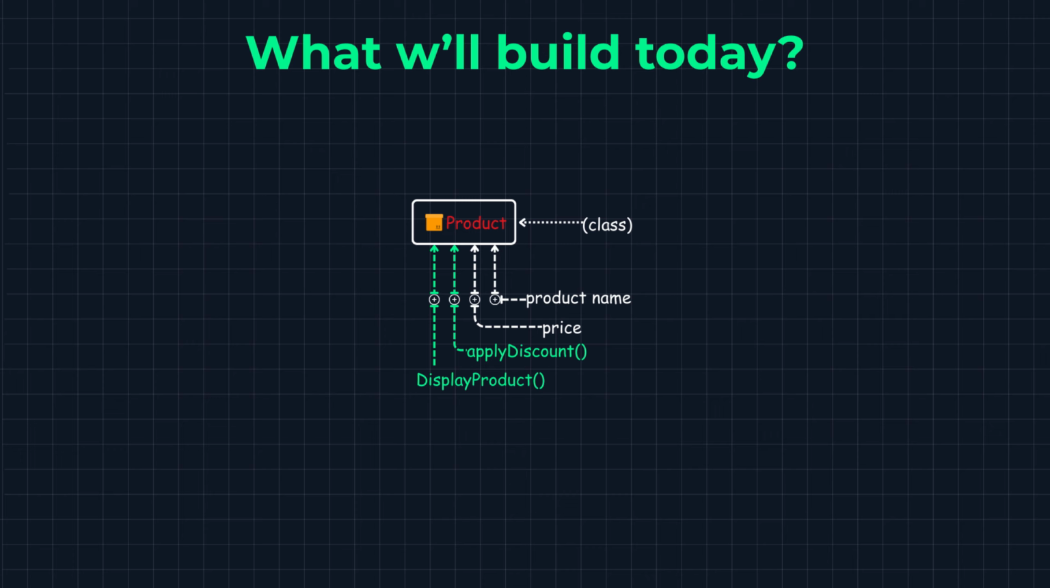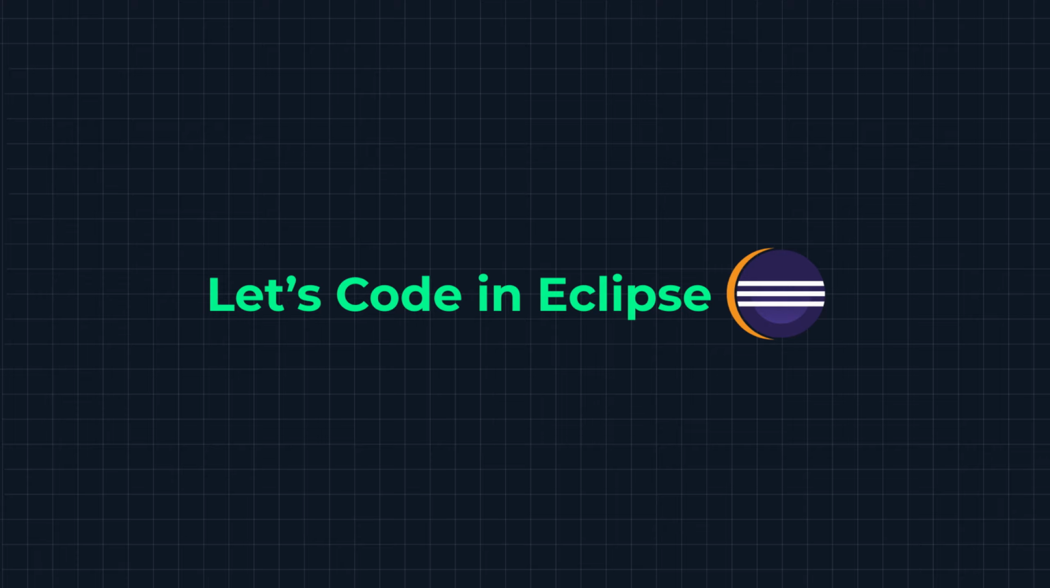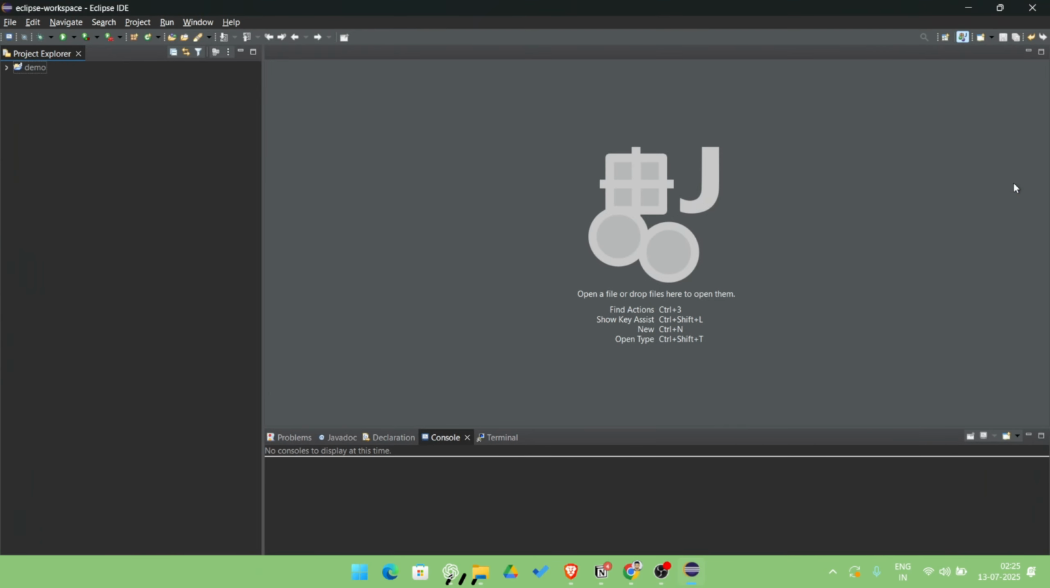Alright, enough theory. Time to open Eclipse and build everything live. We'll write the full class line by line. We'll create real objects, apply logic, and see the output right on screen. And don't worry, I'll explain every step in a simple way. Alright, let's start from the very beginning by opening Eclipse. If you already installed it, just go ahead and launch the app.